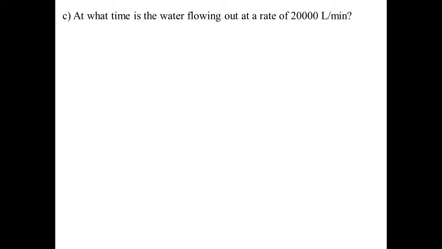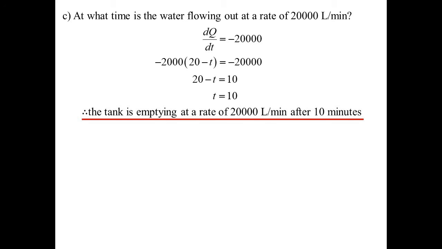At some point in time, it will be emptying out at the rate of, how many zeros are there? That's 20,000 litres per minute. So when is that? So when is the derivative, we want the instantaneous change to be, and it's flowing out, so it's decreasing. So we want it to be negative 20,000. So we solve the derivative equals negative 20,000. And we get after 10 minutes.